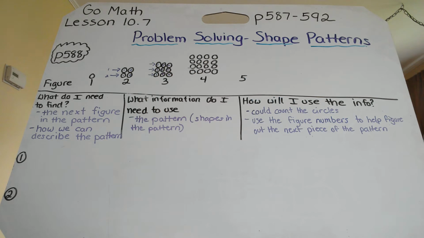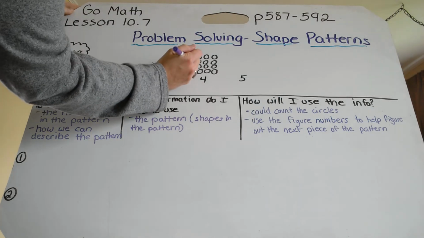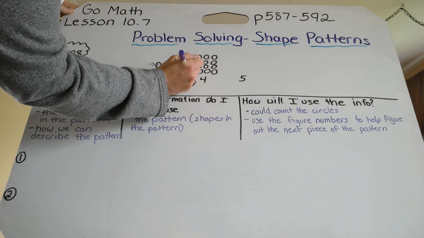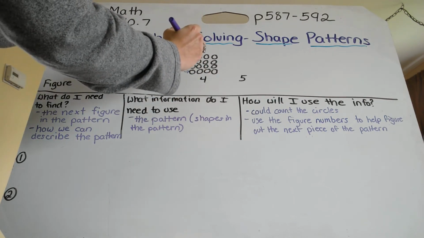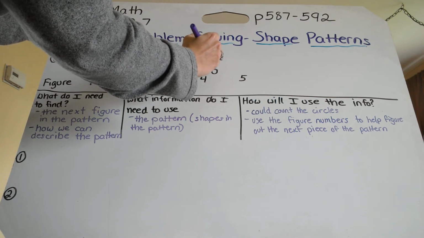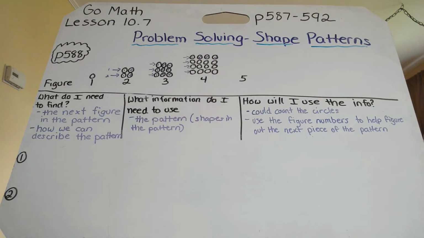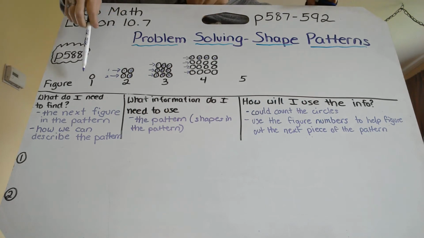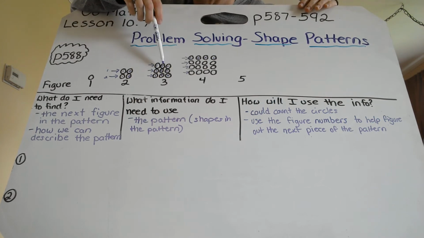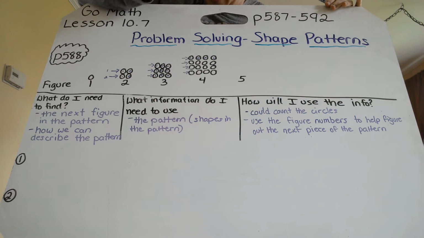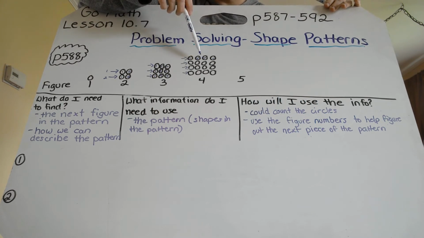How about figure 4? What's figure 4? You guys are absolutely right. It's 4 rows. 1 row, 2 row, 3 row, 4 row. 4 rows. And how many are in each row? 1, 2, 3, and 4. Okay. So figure 1, we have 1 row, 1 circle. Figure 2, 2 rows, 2 circles. Figure 3, 3 rows, 3 circles. Figure 4, 4 rows, 4 circles.